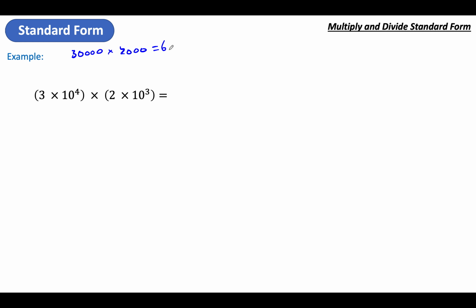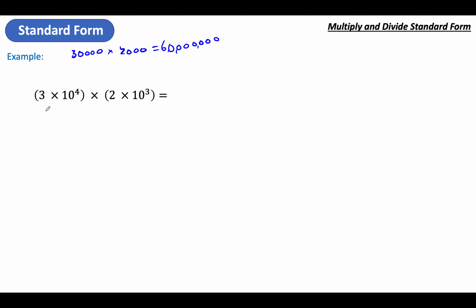So hopefully my number will be equivalent to 6 with 7 zeros. 1, 2, 3, 4, 5, 6, 7 zeros, right? 60 million. But we're going to do it in standard form. And here's how we do it.